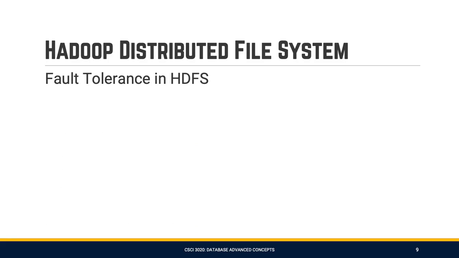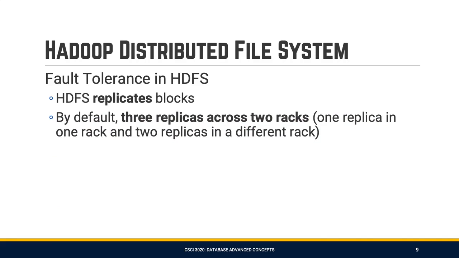So fault tolerance is important when you're distributing data across a set of servers. What happens in HDFS is that it automatically replicates blocks. By default, 3 replicas exist across 2 racks: one replica exists in one rack and 2 replicas exist in a different rack. The reason for that is in case a network switch goes down. If a particular network switch goes down, it wipes out the entire rack. So you still have a backup on another rack, with the hope that they don't both go down at the same time.